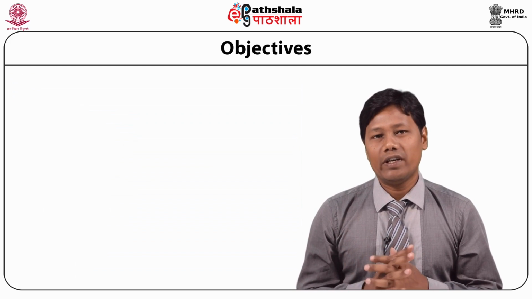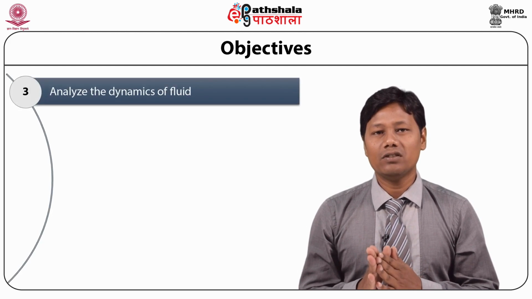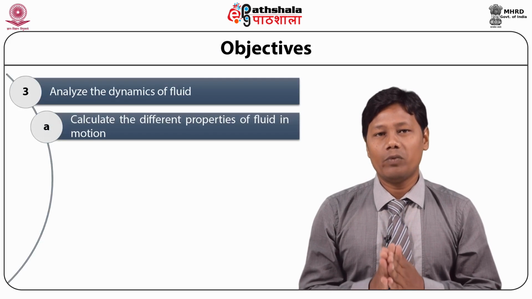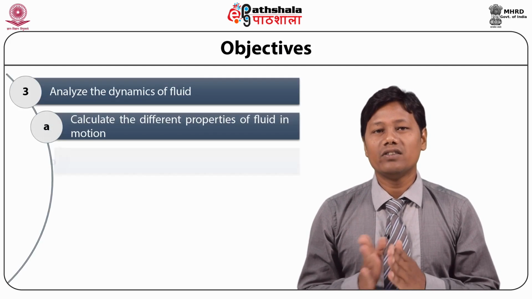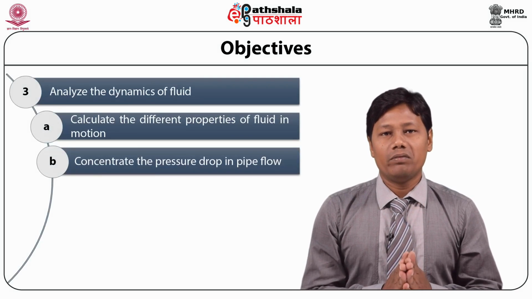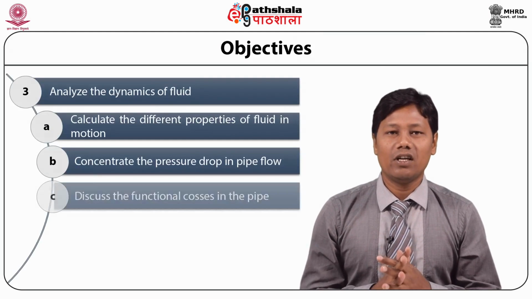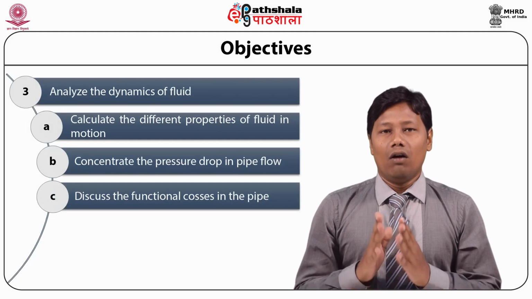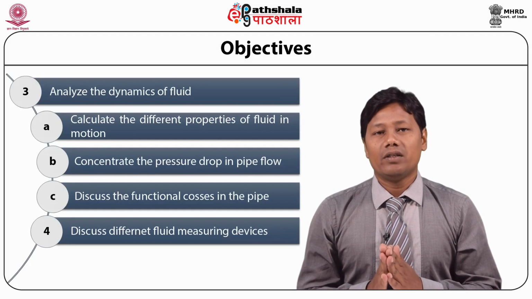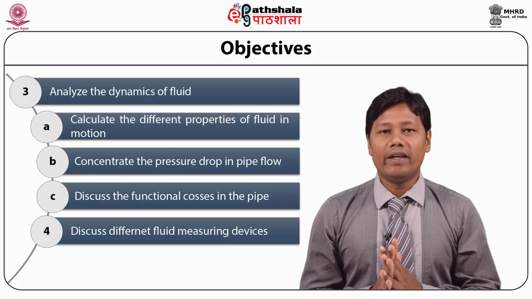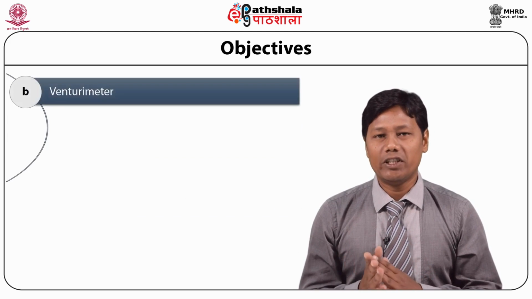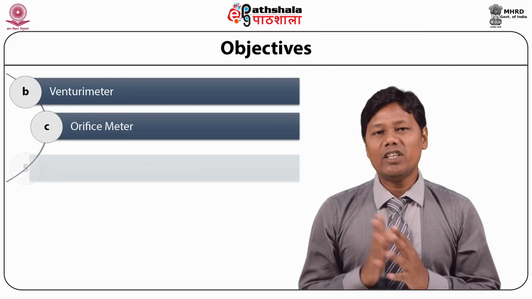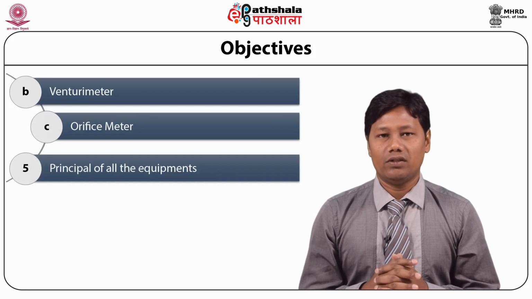Then we will move forward to the dynamics of the fluid. Dynamics of the fluid means when the fluid is in motion, so we will calculate different properties of the fluid in motion. There we will concentrate on the pressure drop in pipe flow. Also we will discuss different frictional losses in the pipe. Also we will discuss different fluid measuring devices like rotameter, venturimeter and orifice meters. Also we will discuss the principle of all the equipments.